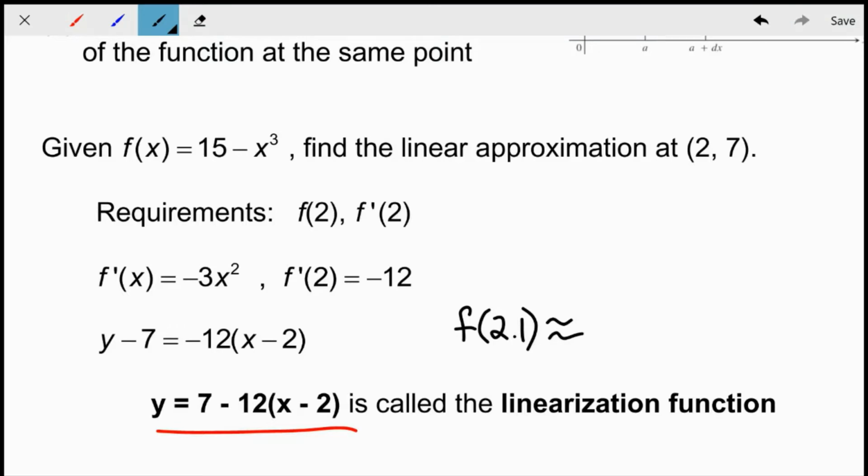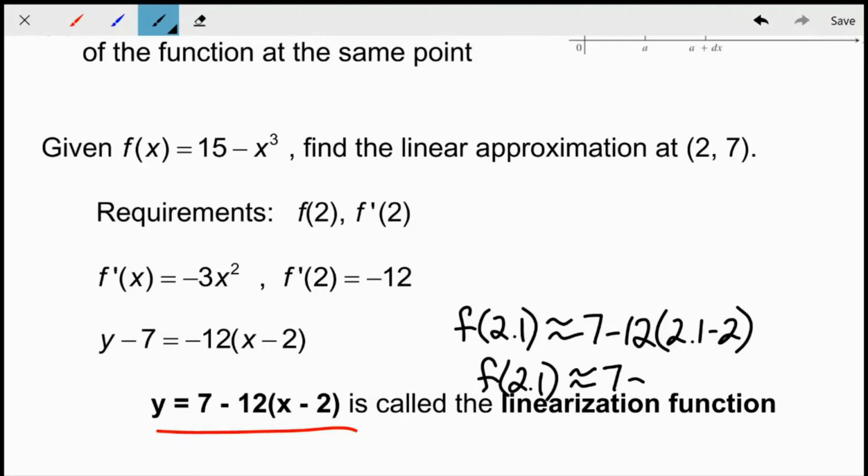So we know that that would be 7 minus 12 times 2.1 minus 2. And now it's something that we can just approximate in our head. So f of 2.1 is about 7 minus 0.1 times 12, so that would be minus 1.2, and we get 5.8 as our approximation. If you were to actually evaluate 15 minus x cubed at 2.1, you would see that you get a value that's about 5.7. I think it's about 5.74. So it's very close. We do have some error there, but as a rough approximation, it's not too far off.